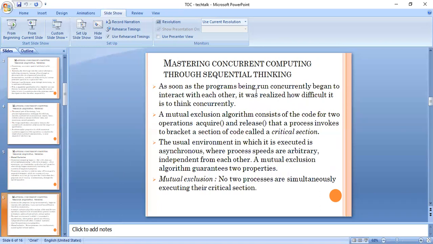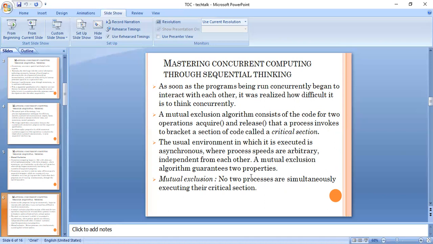As soon as the programs being run concurrently begin to interact with each other, it is realized how difficult it is to think concurrently. A mutual exclusion program consists of the code for two operations, acquire and release, that a process invokes to bracket a section of code called a critical section. The usual environment in which it is executed is asynchronous, where process speeds are arbitrarily independent from each other. A mutual exclusion algorithm guarantees two properties.